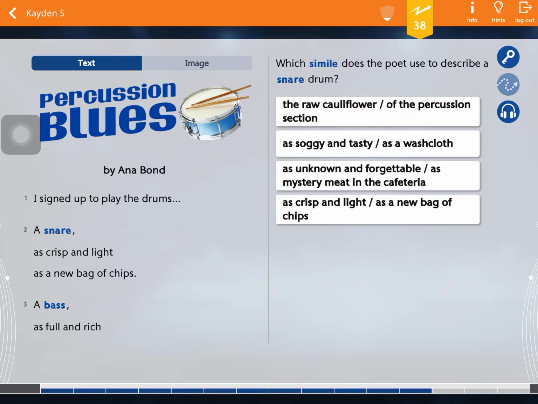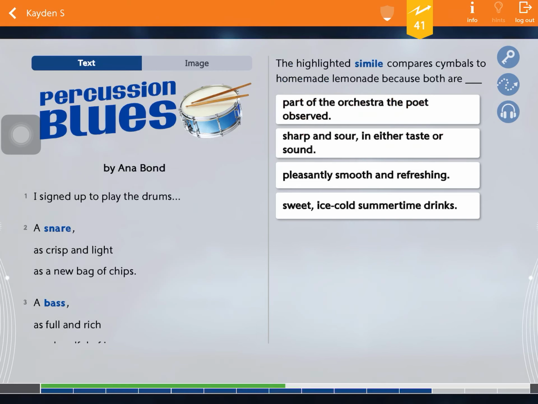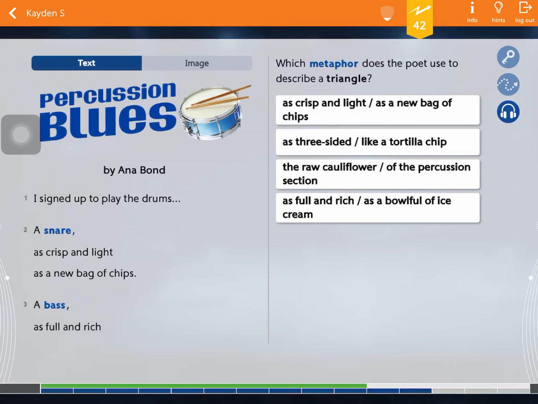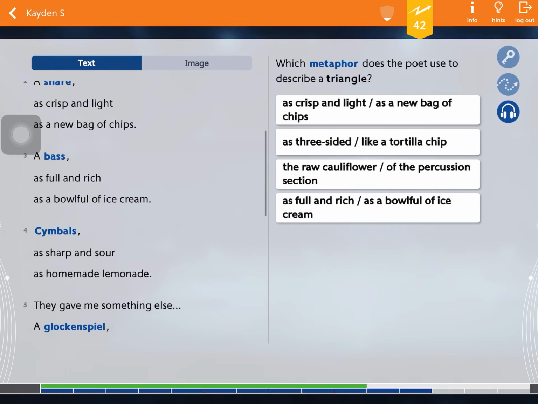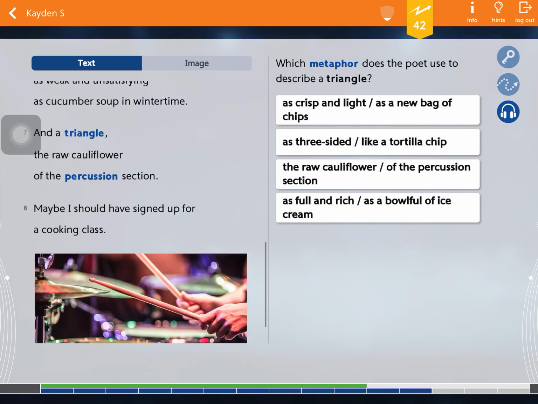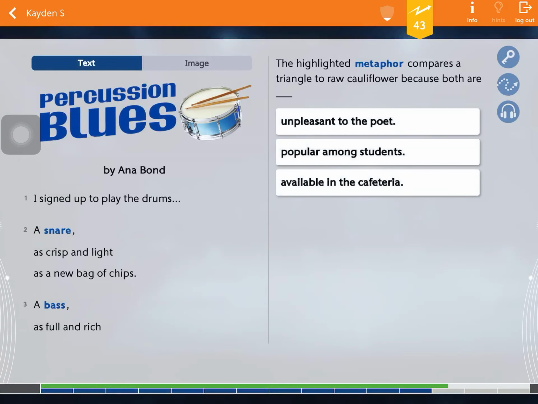Reread stanza 4 and consider what the author is telling you by comparing the symbols to lemonade. In the poem, the poet compares an instrument to raw cauliflower. The poet does not enjoy raw cauliflower.